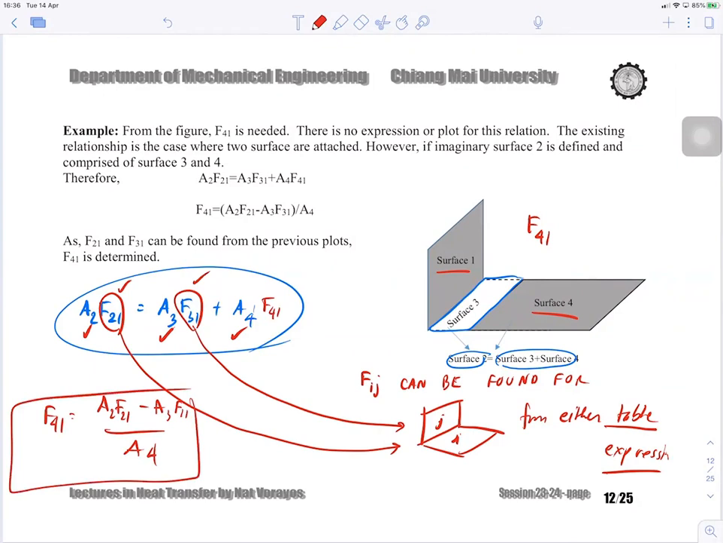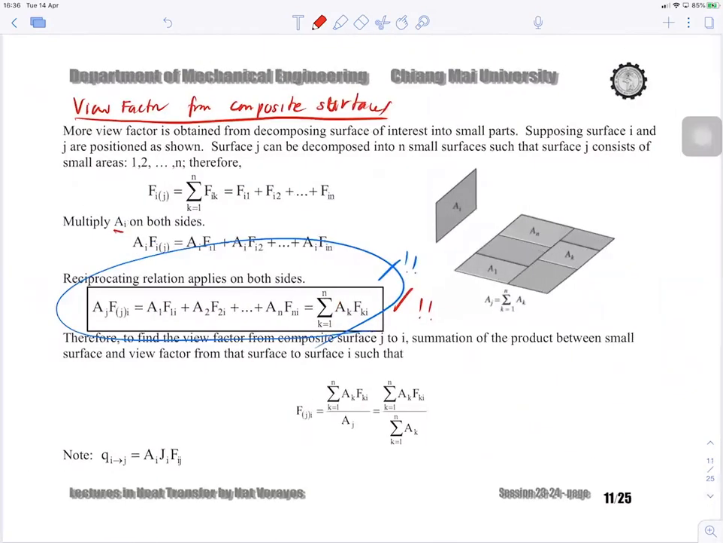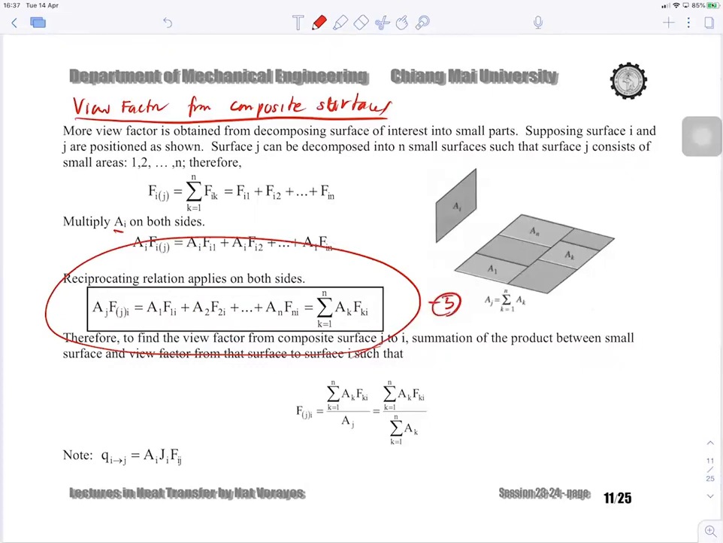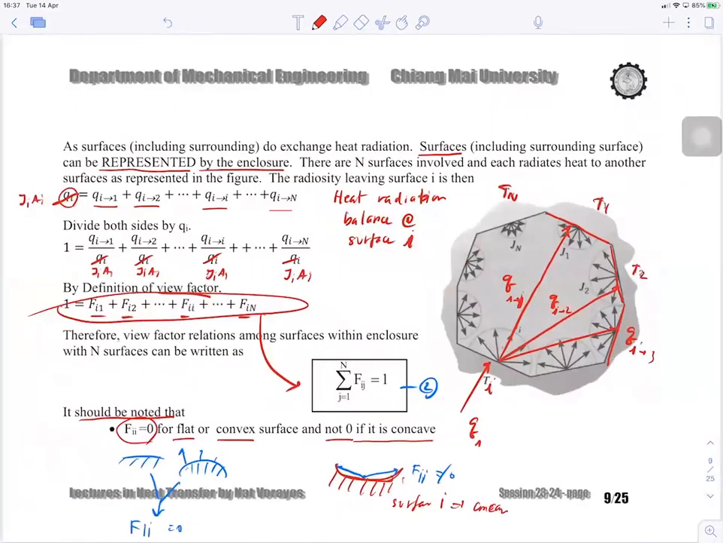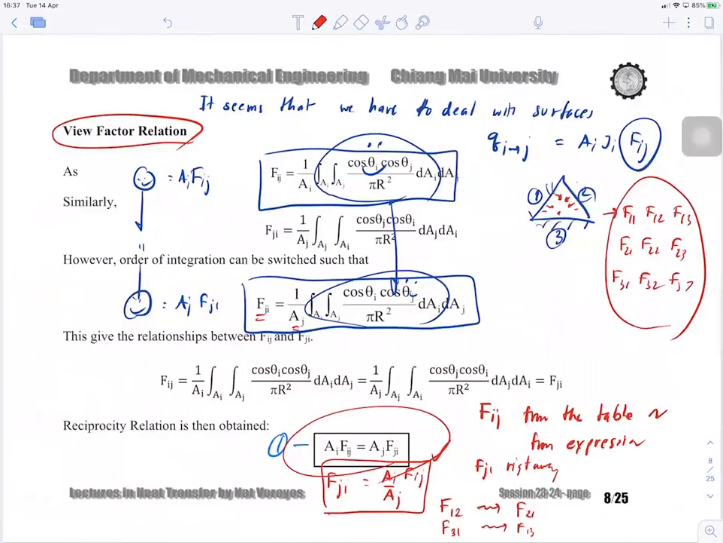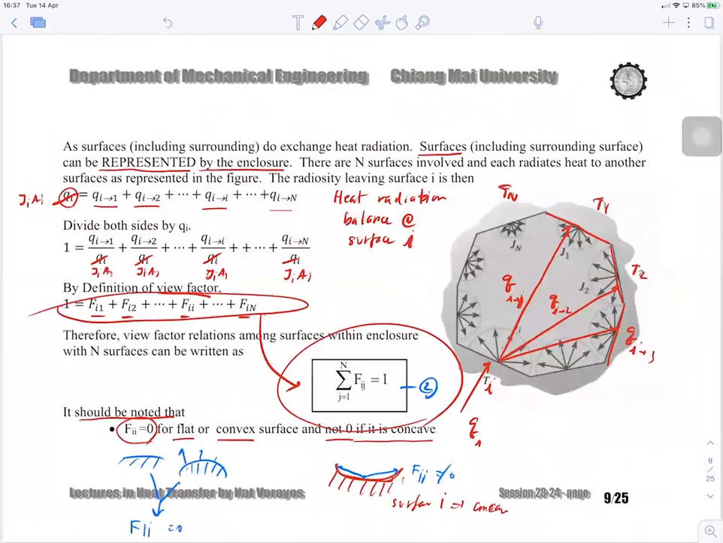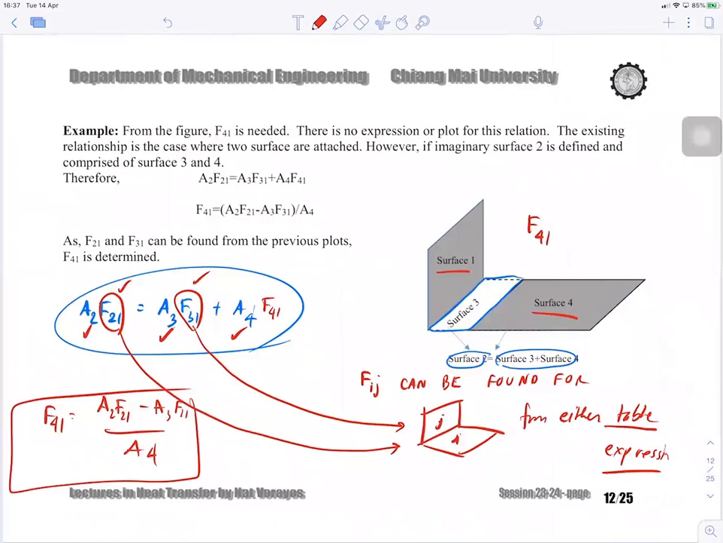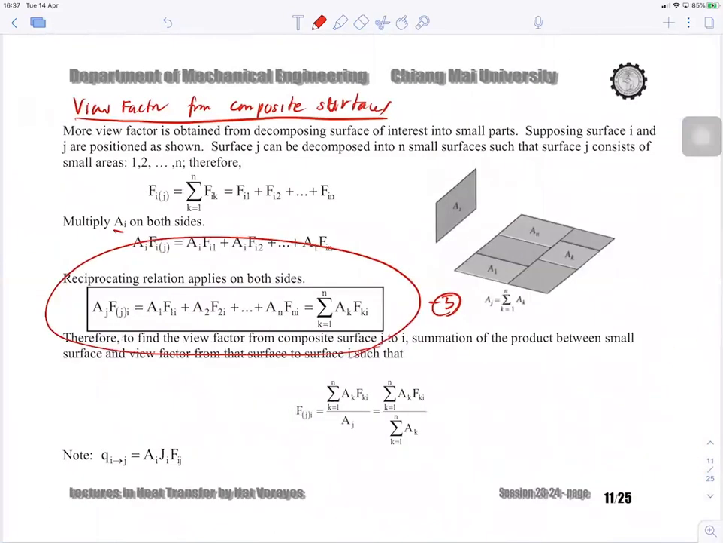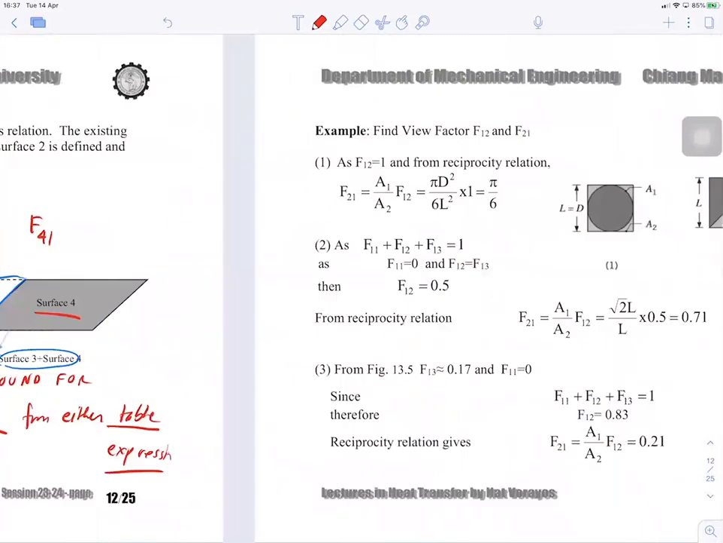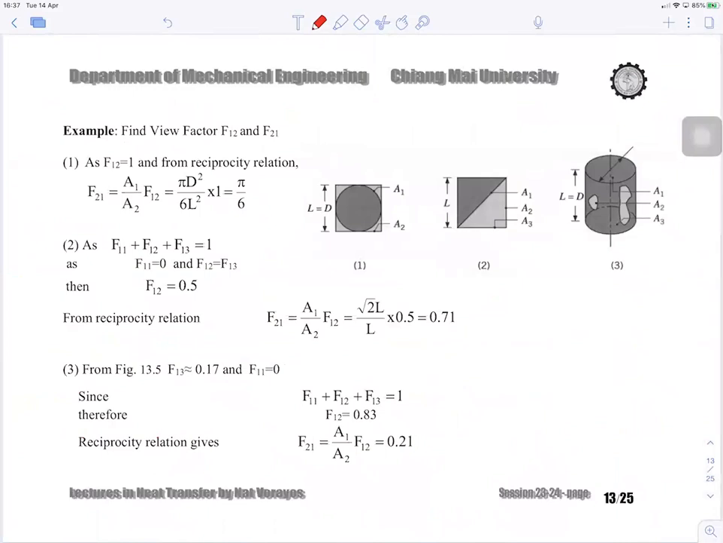See? We make use of this equation. Here, this relation. Right now we have 3. See? In addition now to the second right here and the first right here: reciprocity, summation of the view factor equal to 1, and also the view factor for composite surfaces. Okay. Now, giving you more examples.